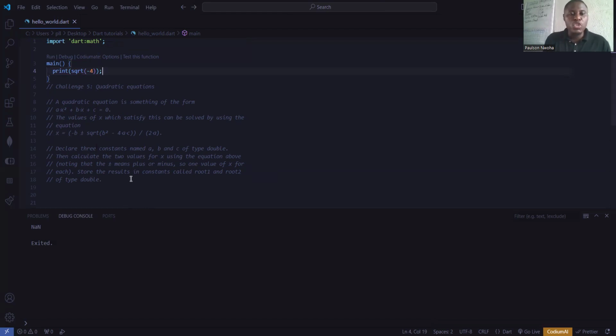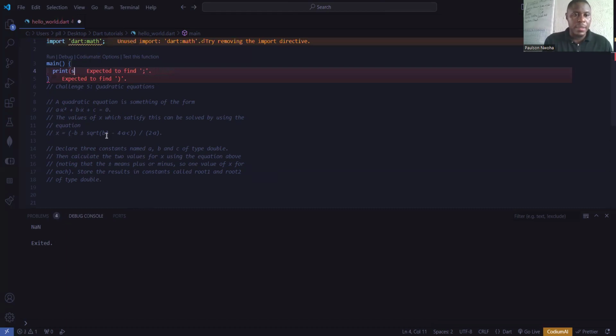So now we are going to make sure that when we are declaring, because we're asked here to declare the constants A, B, C, the b squared should be very big to actually give us a positive number here. So let us start, okay?